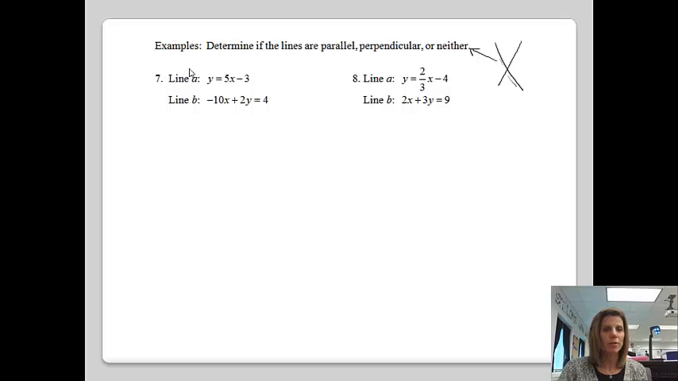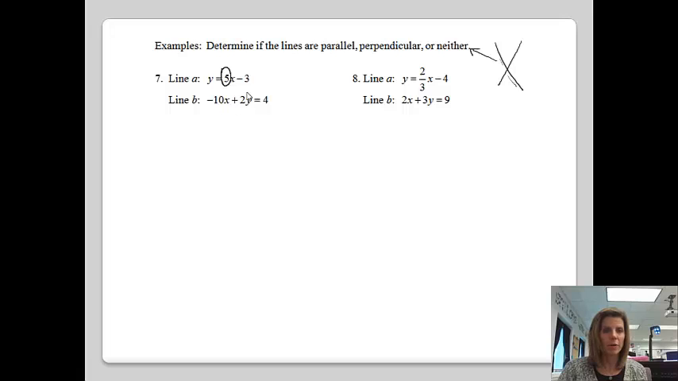All right, so if you look at example 7, line A is y equals 5x minus 3, and line B is negative 10x plus 2y equals 4. Well, right away on line A, I know that the slope is 5. The only problem is in line B, I do not know the slope because guess what? It doesn't say y equals. So we're going to take a little side trip here, so that it says y equals so that I can compare the two.